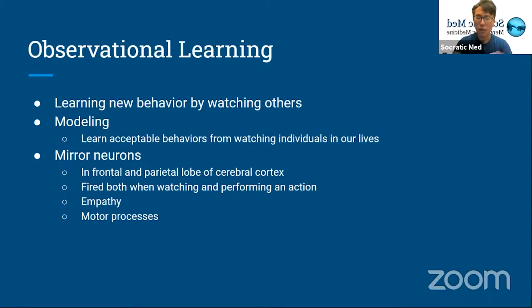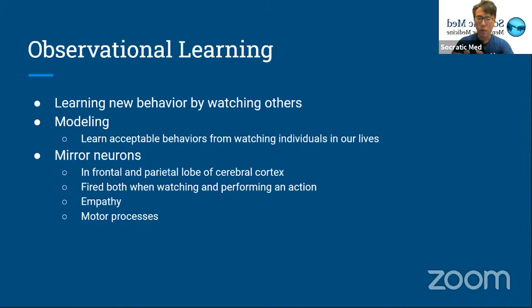Usually the first people that we model would be our parents, and then maybe teachers in school, and then role models later on in life. An important part of our body that is used in observational learning is a specific neuron called mirror neurons. These neurons are in the frontal and parietal lobe of our cerebral cortex. They are important for observational learning because they fire both when watching and performing an action.